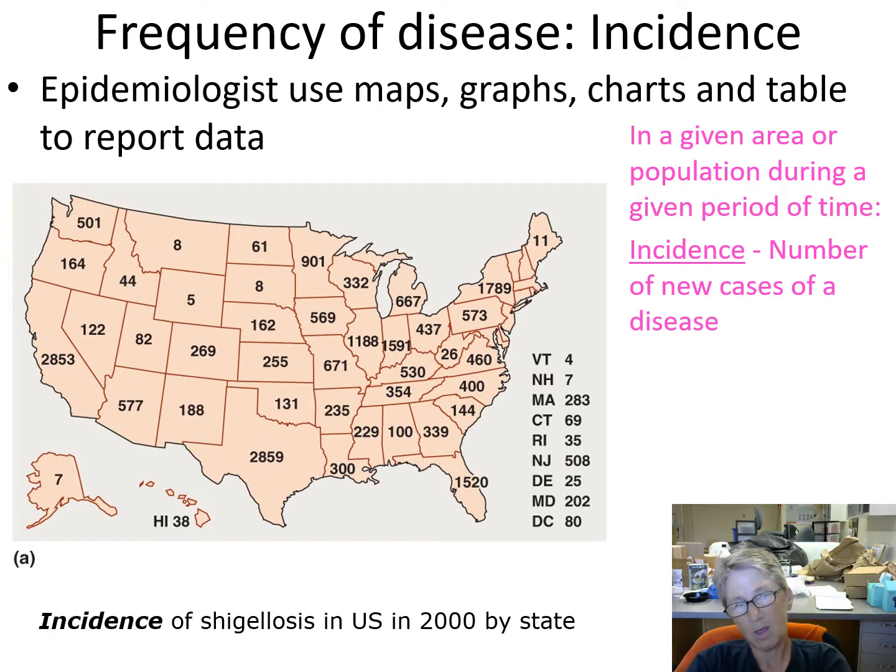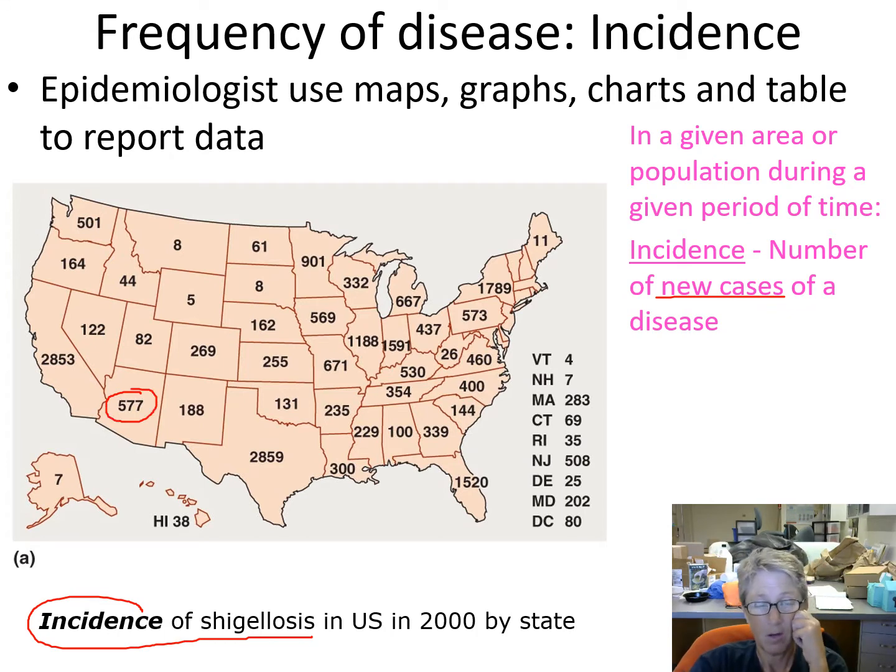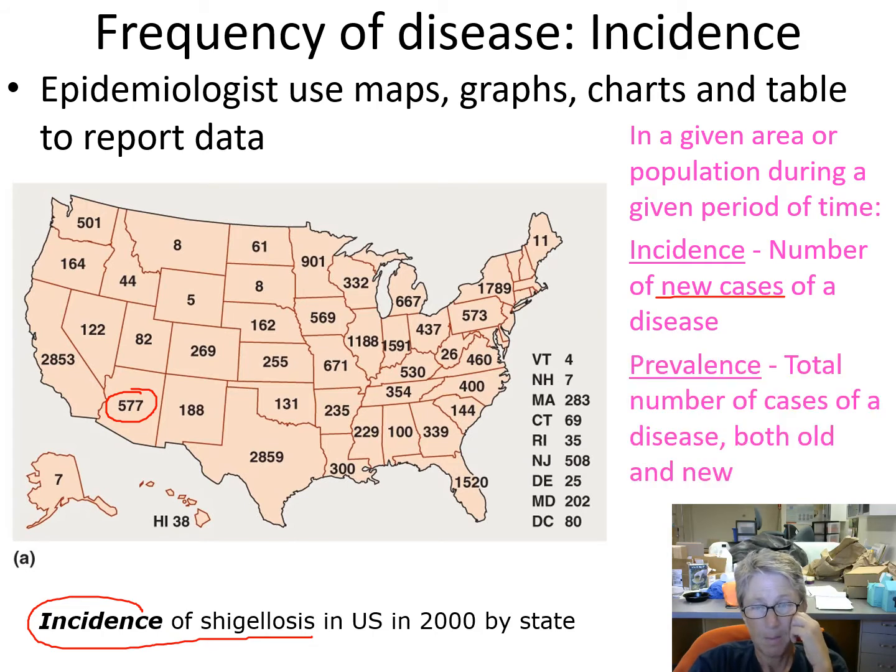This just shows a map of the incidence rate of shigellosis in the United States in the year 2000 by state. So incidence, remember, is just the number of new cases of a disease. So in the year 2000, there were 577 new cases of shigellosis in Arizona. That causes diarrhea. And then prevalence is the total number of cases of a disease, old and new.